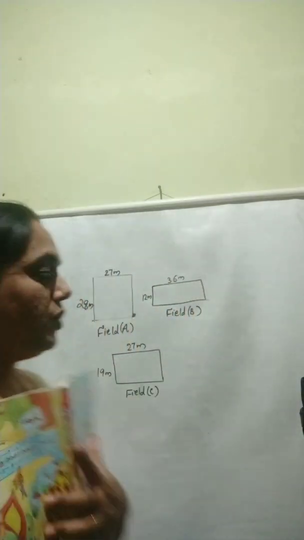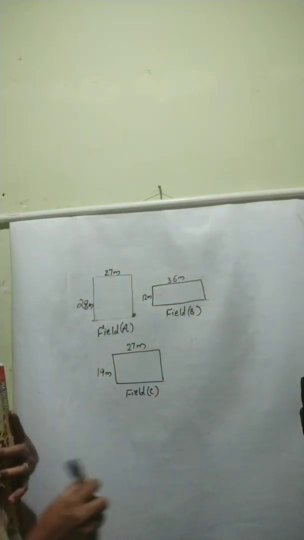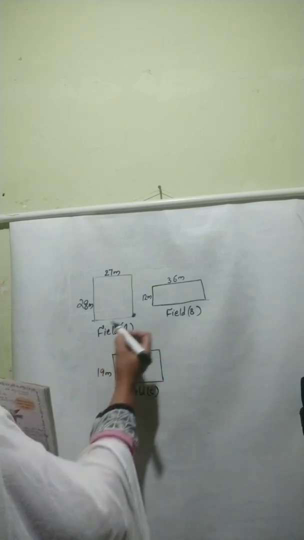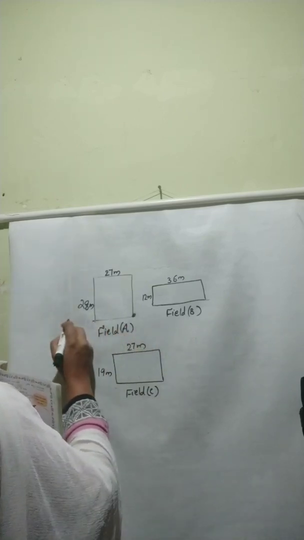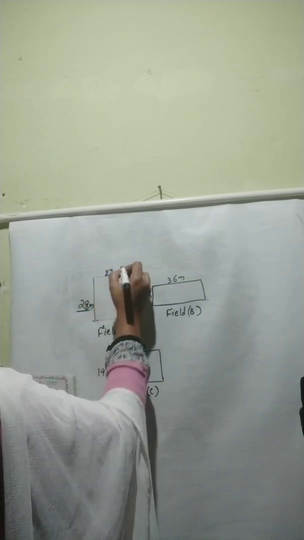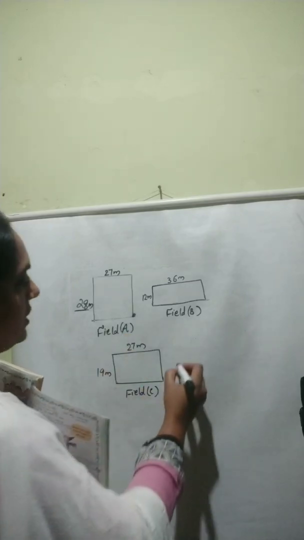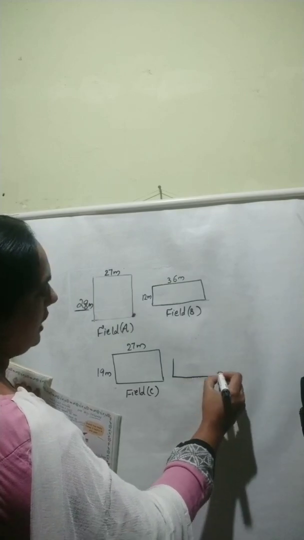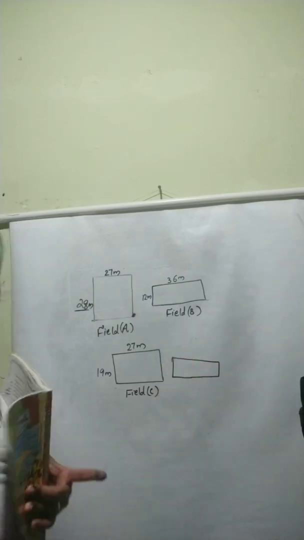Here, Karunya bought land. Karunya bought 3 fields. How many? 3 fields. The names of the fields are field A, field B and field C. This is separated as A, B and C. Here the length of this field is 28 and the breadth we can give as 27. Breadth. That means this is the length. If this is the length, this will be the breadth. Like that way.